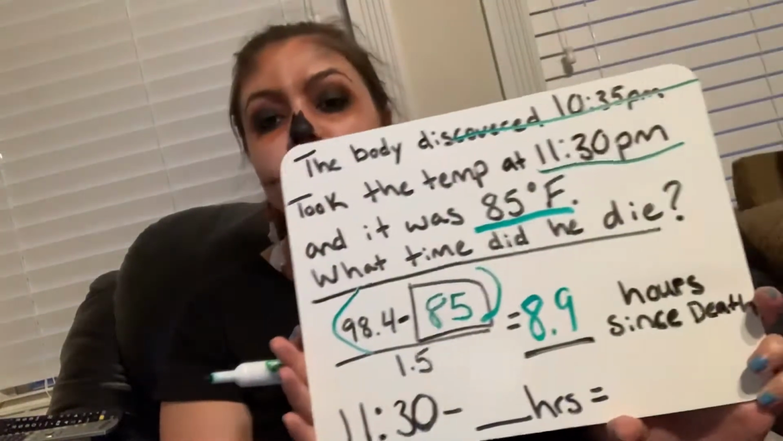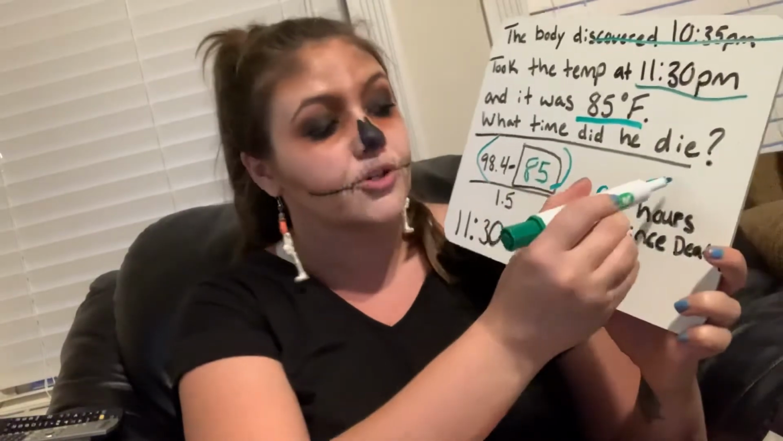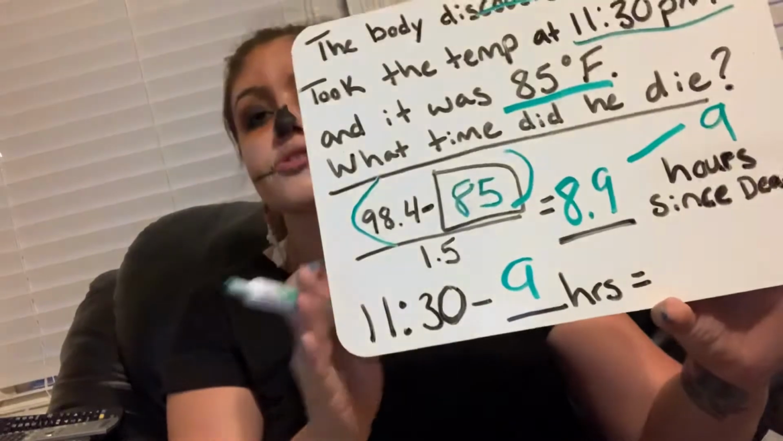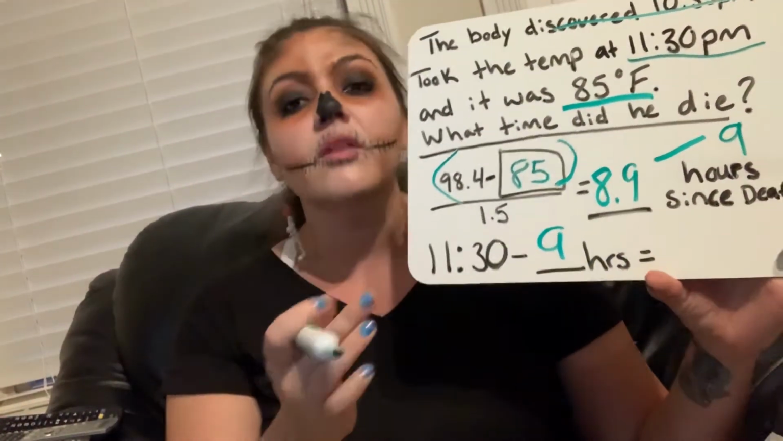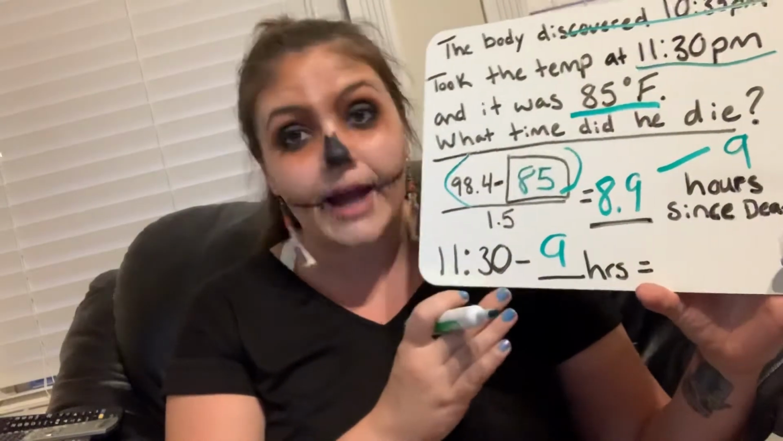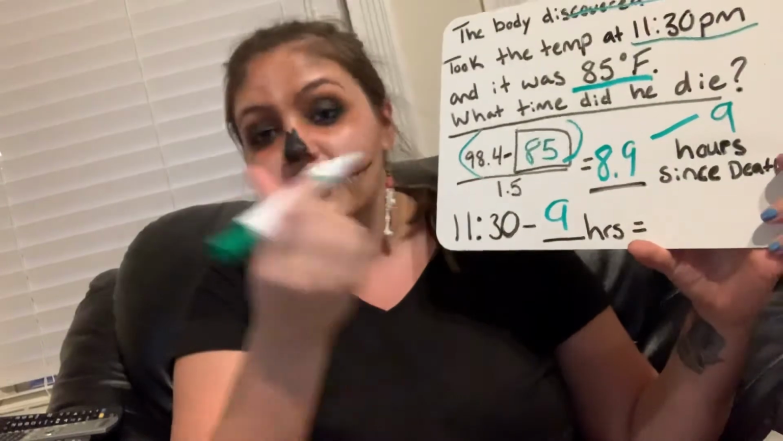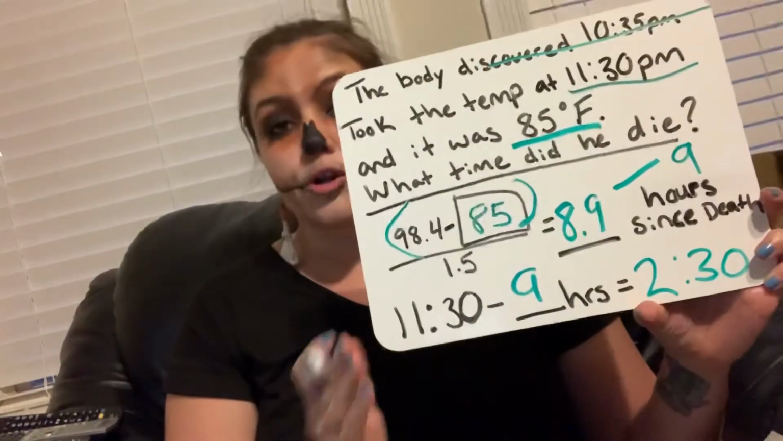The answer that I got, I checked it earlier, was 8.9. So I got about 8.9, which I am going to allow y'all, if it's really close to the hour, to round. So I'm going to say that he has been deceased for 9 hours. If when we took the temperature it was 11:30, he has been deceased around 9 hours. So 11:30, go back 9 hours in the day, he would have died at 2:30 p.m.